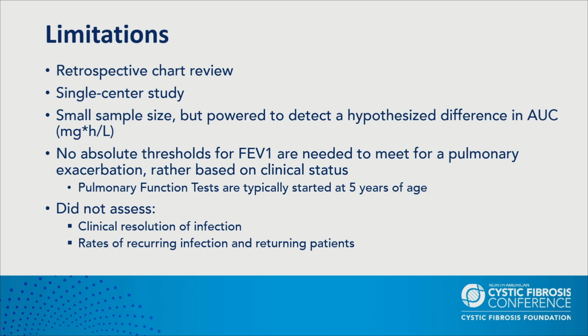Some limitations to the study included that it was a retrospective chart review, single center with small sample size. However, it was powered to detect a hypothesized difference in AUC. There is also no absolute threshold for FEV1 that needs to be met for a pulmonary exacerbation. Rather, it's based on clinical status. And it did not assess clinical resolution of infection, rates of recurring infection, and returning patients.